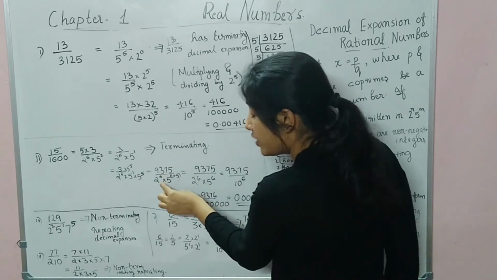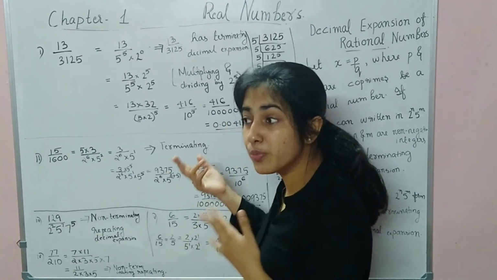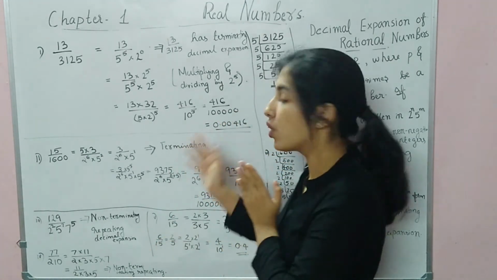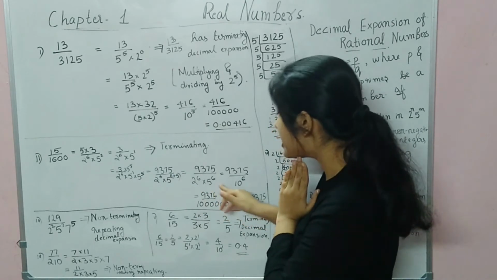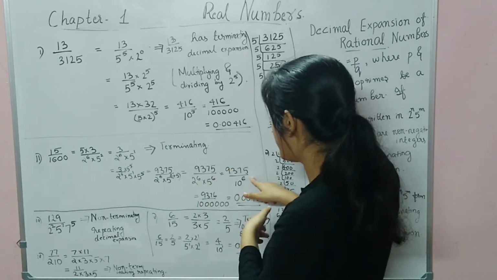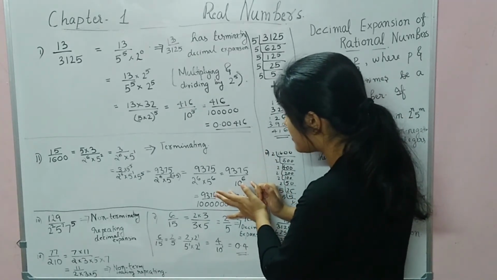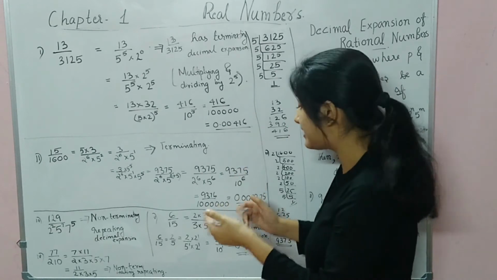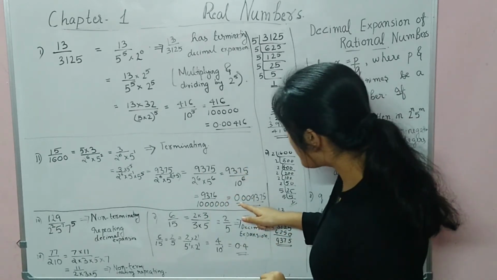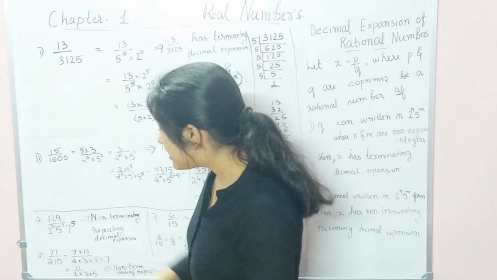9375. And then you have to apply the law a raised to m into b raised to m equals ab the whole raised to m. So that I get 2 into 5 the whole raised to m, which is 10 raised to 6. Now we can easily write the decimal expansion of this number by moving decimal places and I get 0.009375.